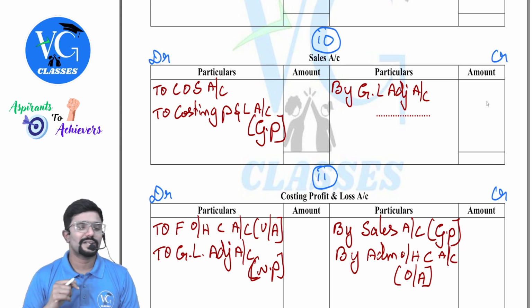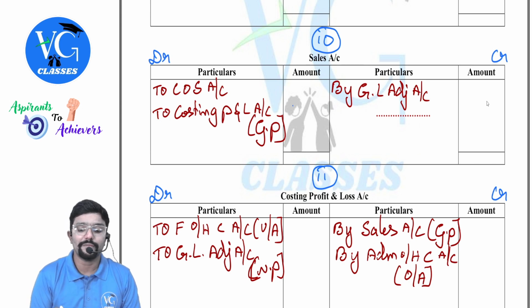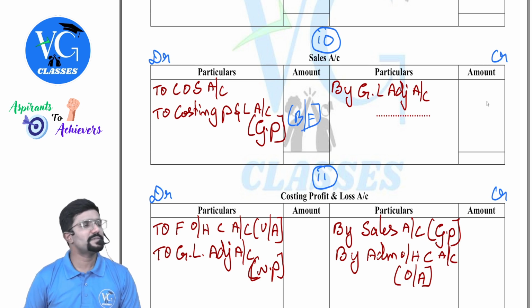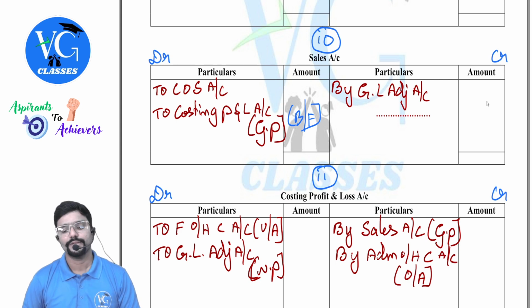Now coming to sales account, guys. Maybe all three will be given, sorry, this may not be given. This will be the balancing figure here. It may sometimes be given GP. If not, that would be the balancing figure. That is either GP or GL, either gross profit or gross loss.